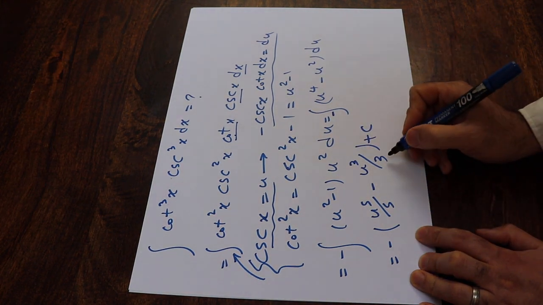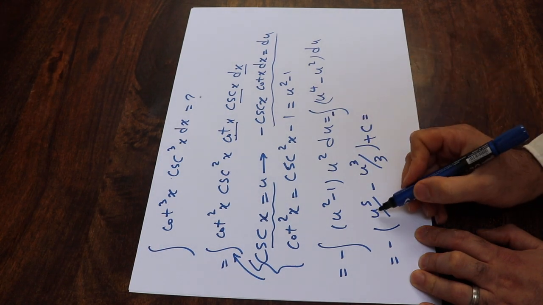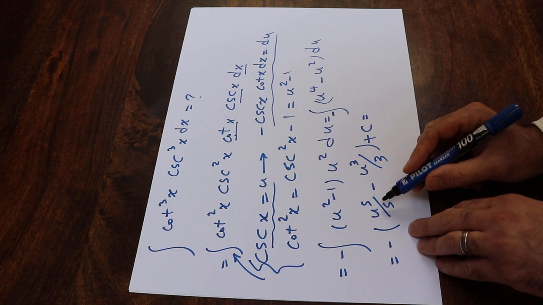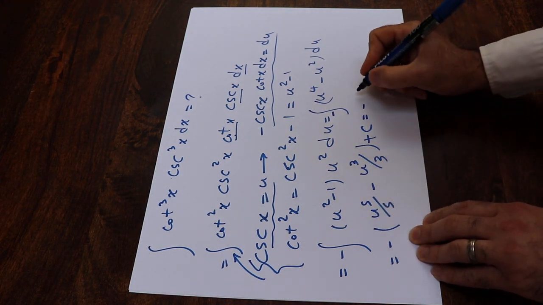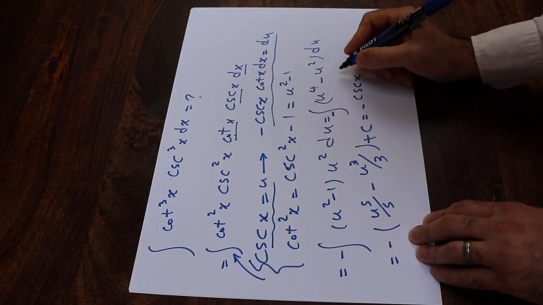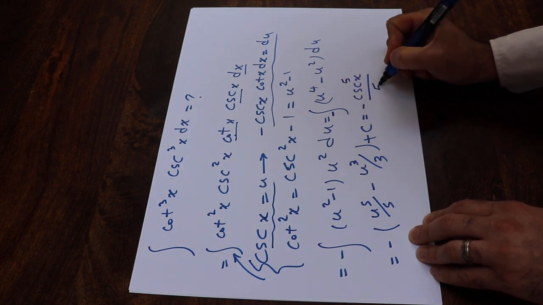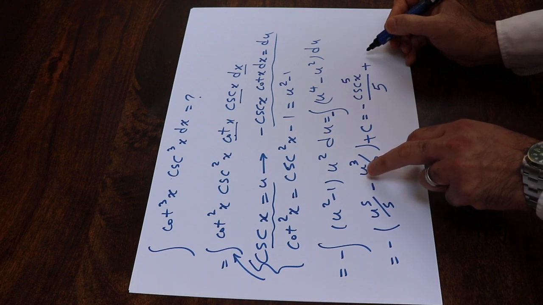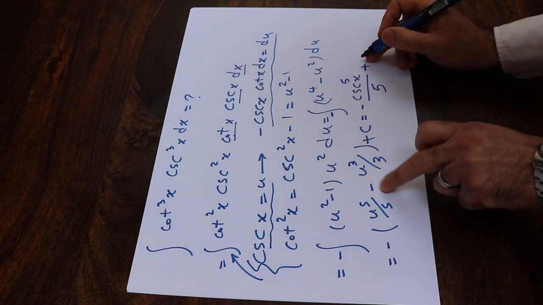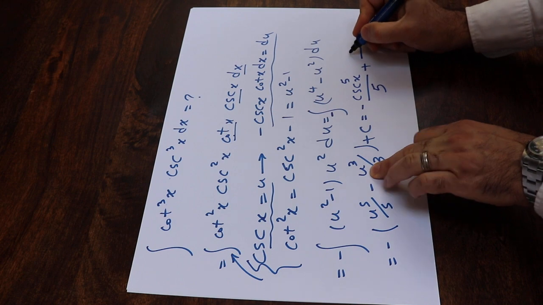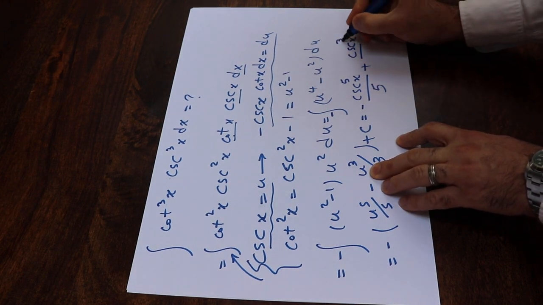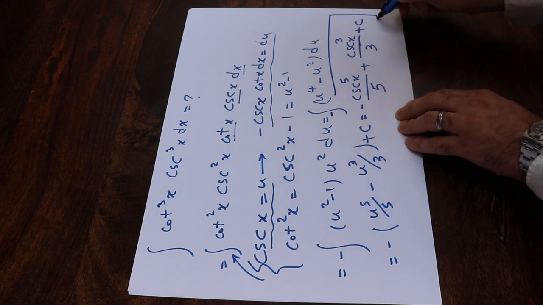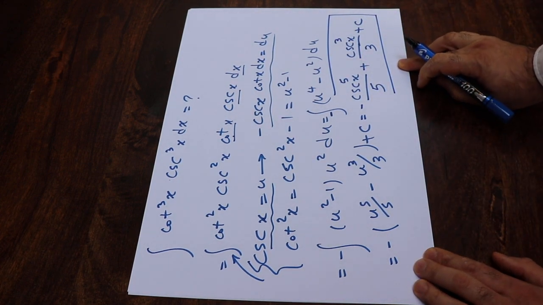All you need to do at this stage is substitute this parameter u with its definition, which is cosecant x. Therefore this will be equal to minus, instead of u I write cosecant x to the power of 5 divided by 5, plus, because minus times minus is plus, instead of u I write cosecant x to the power of 3 divided by 3, plus c, which is the constant of the integral, and that is the solution to our integral.